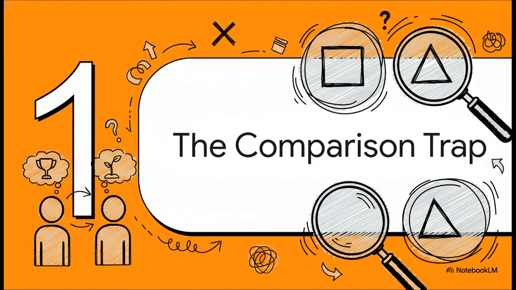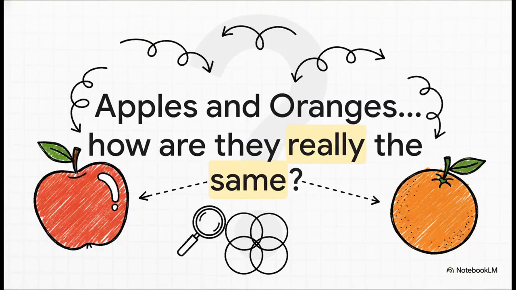First, we need to talk about a really common problem, something we all run into when we try to put two things side by side. It's what you might call the comparison trap. You've heard it a million times, right? Don't compare apples and oranges. But let's be real, we do it all the time. The real question isn't if we compare them, but how we're actually doing it. Do we even have a process?